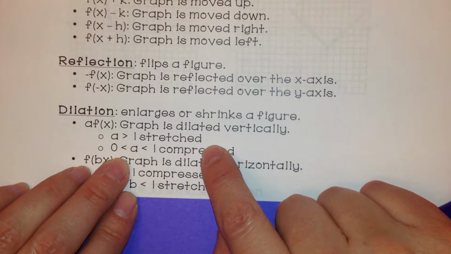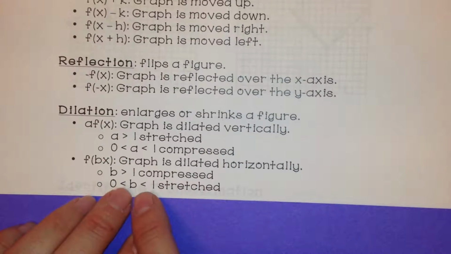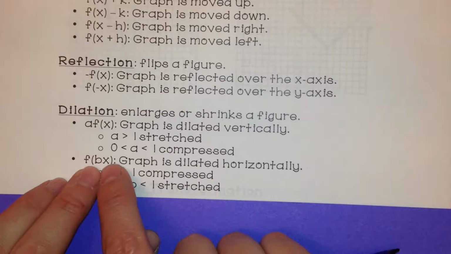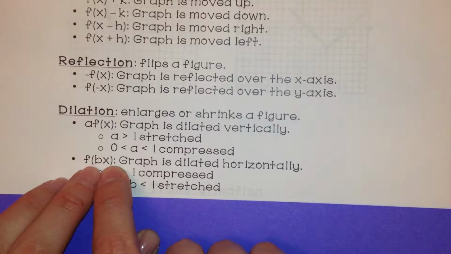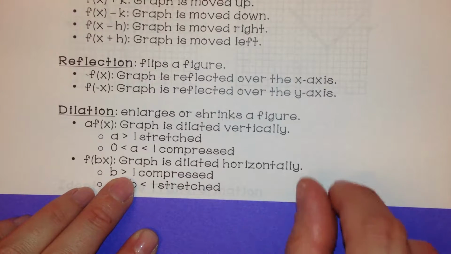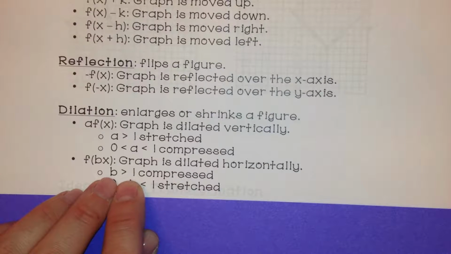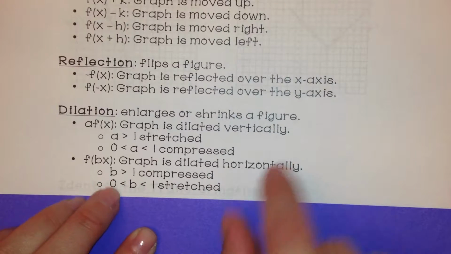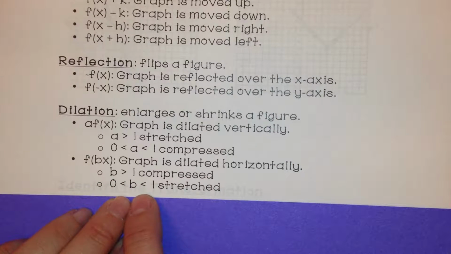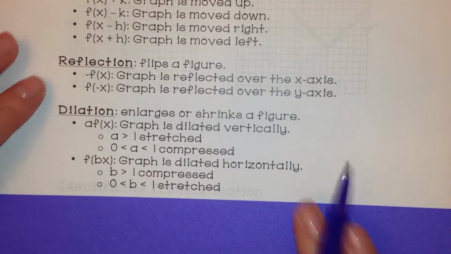Stretch or compress vertically. If, however, you multiply x by some number before you evaluate the parent function, so it's inside the parentheses, the graph is dilated horizontally, so side to side. If the value that you're multiplying by is greater than 1, it'll compress it horizontally. If the value is greater than 0 but less than 1, it'll stretch it horizontally.